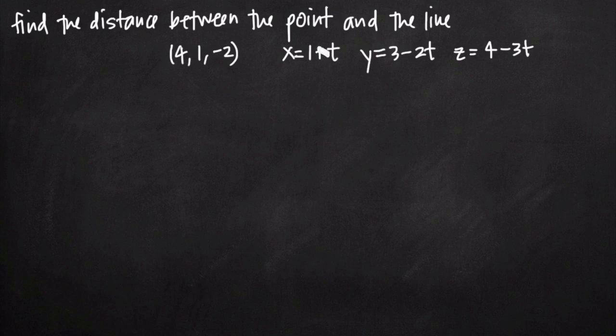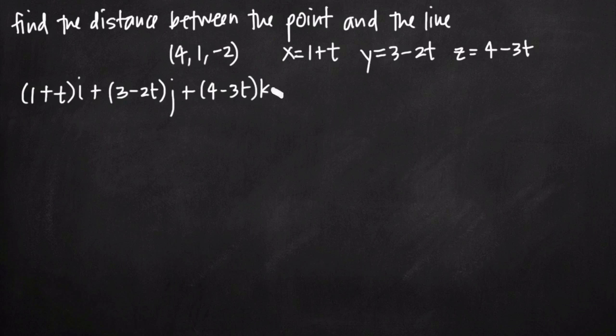And the way that we're going to do that is by treating each of these parametric equations as the coefficients on a vector that includes i, j, and k. So here's what that looks like. We just take the parametric equation for x, which is 1 plus t, and we call 1 plus t the coefficient on our i component. We call 3 minus 2t the coefficient on j, and we call 4 minus 3t the coefficient on k. What this is going to allow us to do is find the direction numbers of this line and also find a point that the line passes through.